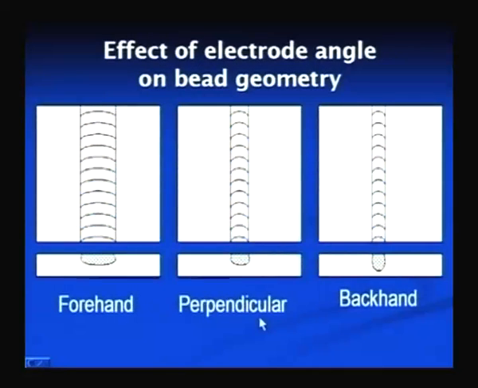Here schematically we can see that in forehand welding or forward welding, the width is more, and in backhand welding the penetration is more. In the case of perpendicular, when the electrode is perpendicular to the workpiece, it is an optimum one. This perpendicular electrode position is particularly used in automatic welding conditions, otherwise backhand or forehand welding can be used as per the needs.